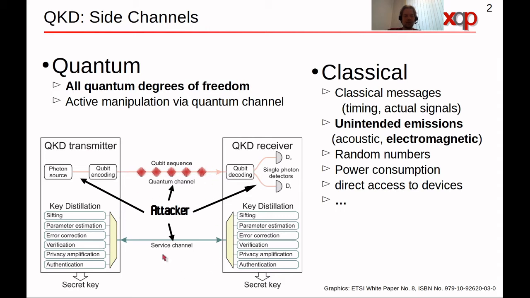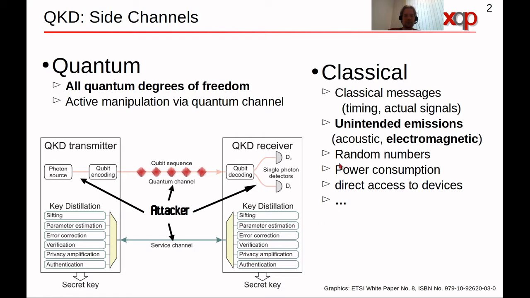For example, on the service channel, not only the messages sent over it can be important, but also the exact timing of these messages and the actual signals sent over this hardware component that constitutes the service channel. And the devices themselves, which are usually controlled by electronics, will have acoustic vibrations and electromagnetic emissions outside of the quantum channel, classical emissions, that contain some information about the secret key.